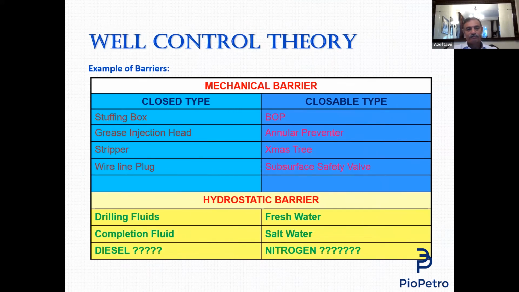This is an example of the two barriers we talked about, mechanical barrier and hydrostatic barrier. Mechanical barrier, we said it is either closed type or closable type. Closed type is like the stripper, the grease injection head, which we use as a stuffing box, but it is for E-line service. The wireline plug is a closed type. But the closable is like the BOP or the Christmas tree. The hydrostatic barrier is normally fluids, liquids like drilling fluid, completion fluid, fresh water, salt water. All these are considered fluid barriers.